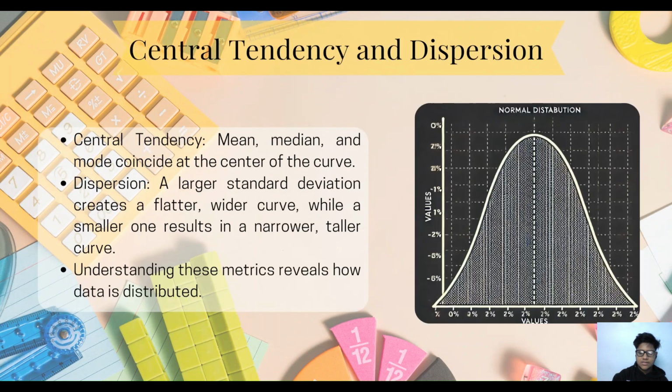Now, let's understand central tendency and dispersion. Central tendency refers to where the data clusters. In a normal distribution, the mean, the median, and the mode all align at the center, whereas dispersion describes the spread of data, which is captured by the standard deviation. When the standard deviation is small, the curve is taller and narrower, showing less variation. With a larger standard deviation, the curve flattens and spreads wider. These insights help us to understand how consistent or variable the data is.